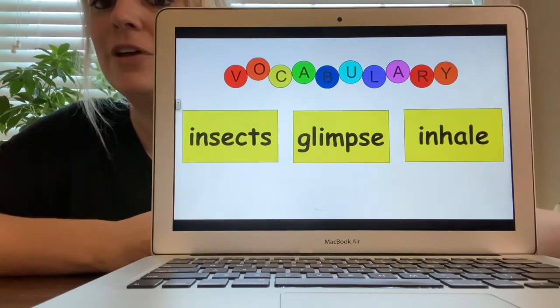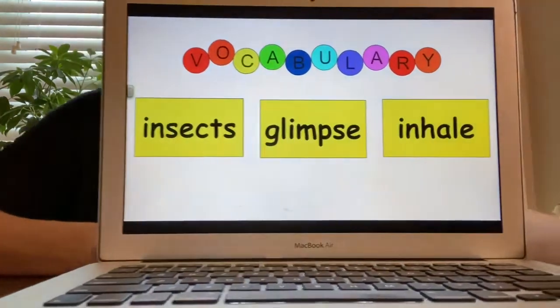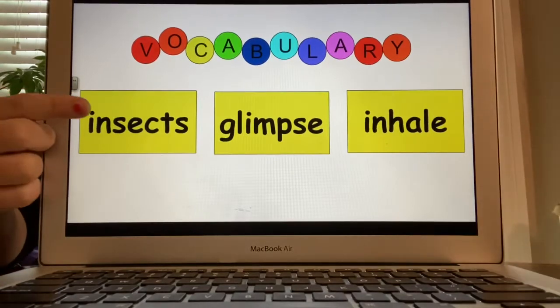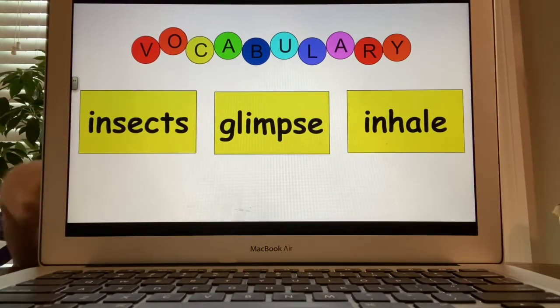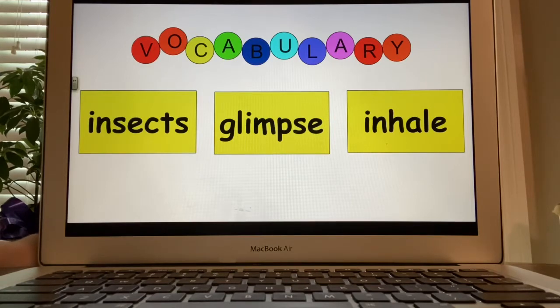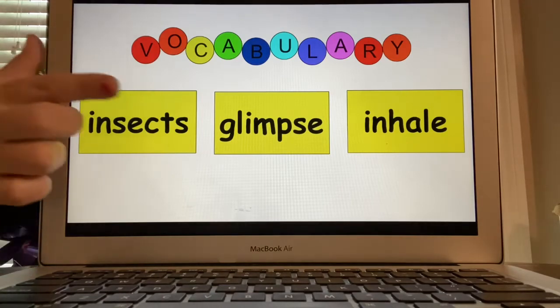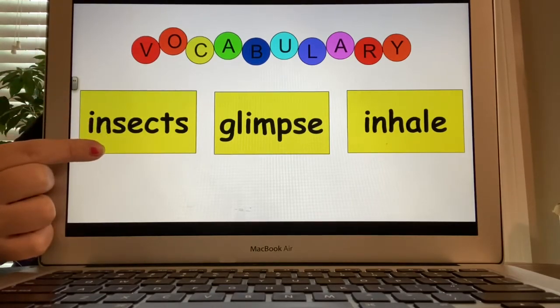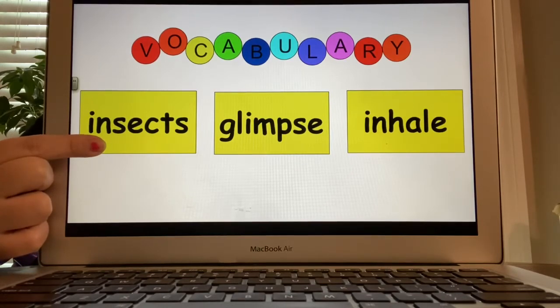And here are our vocabulary words. So, the first vocabulary word is the word insects. Insects mean small animals that have 6 legs and 3 body parts. Here's an example of insects. We learned that ants are insects because they have 3 body parts and 6 legs.